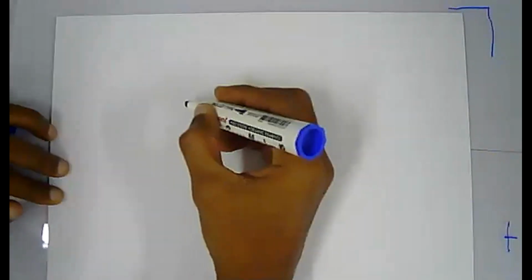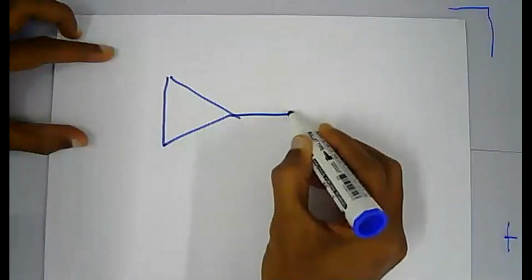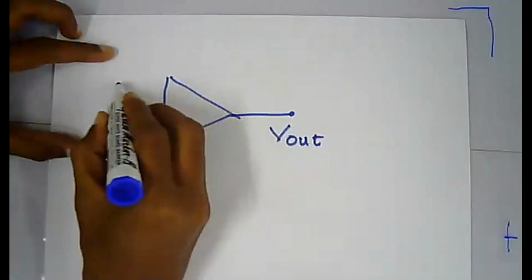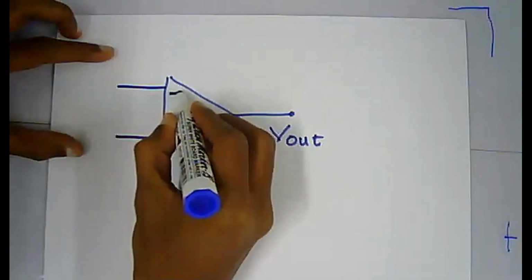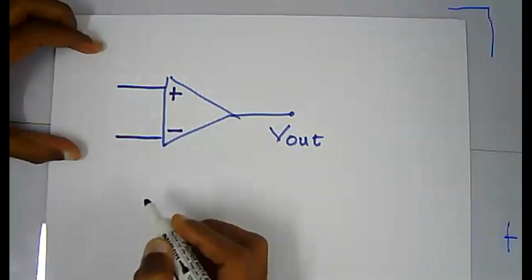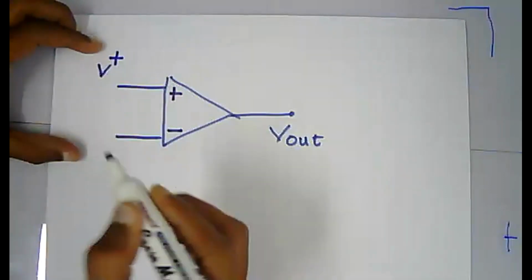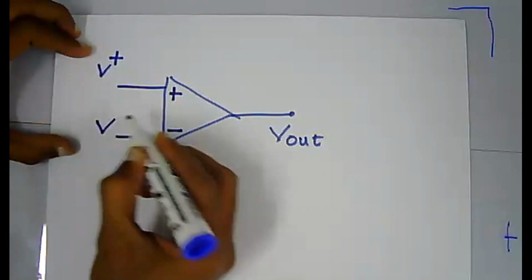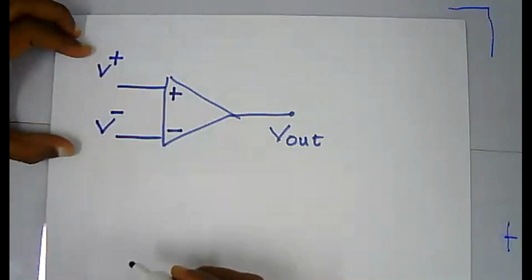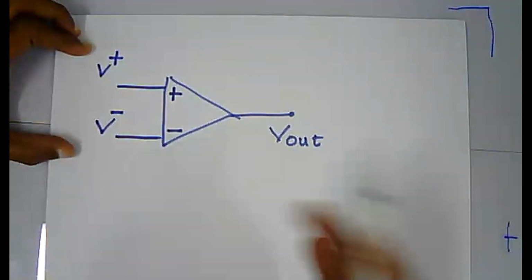Right, can you see? As I show you, you have an operational amplifier and your V out, with a non-inverting terminal denoted by plus and an inverting terminal denoted by minus. The voltage at the non-inverting terminal is denoted by V plus, and the voltage at the inverting terminal is denoted by V minus. The output could be V out, or you may use VO.